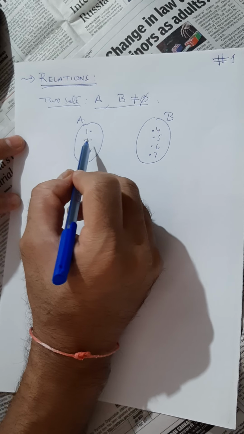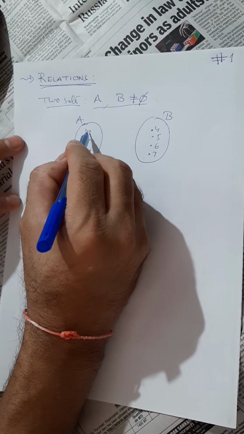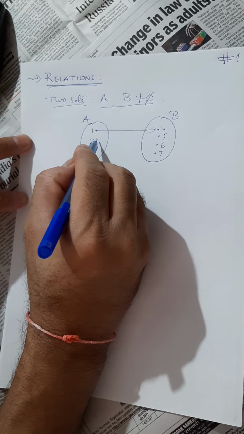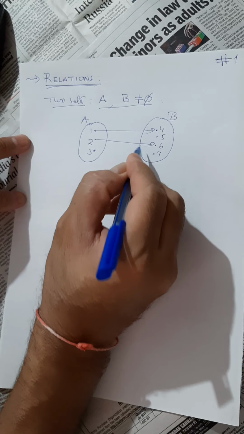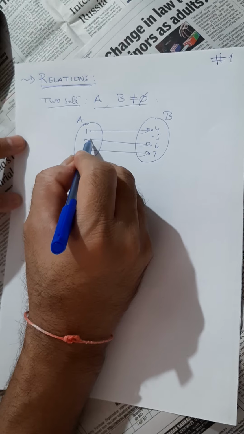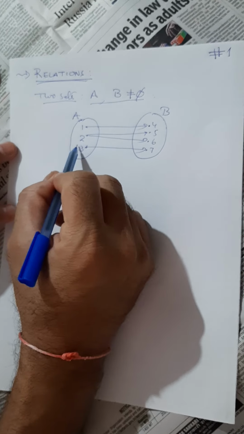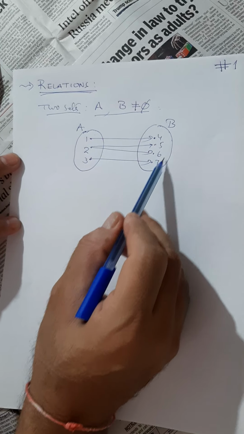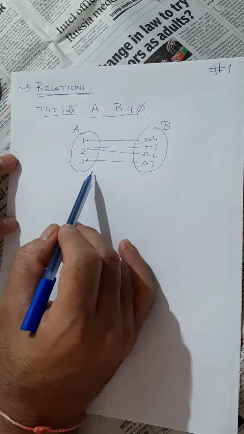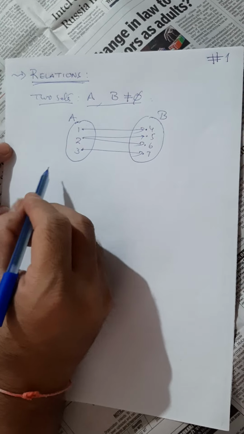Now I'll connect the members of these two sets like this. For example 1 with 4, 2 with 6, for example 3 with 7, and 2 again with, for example, 5. So this is one representation, or one diagram, that gives us a relation between members of the two sets.